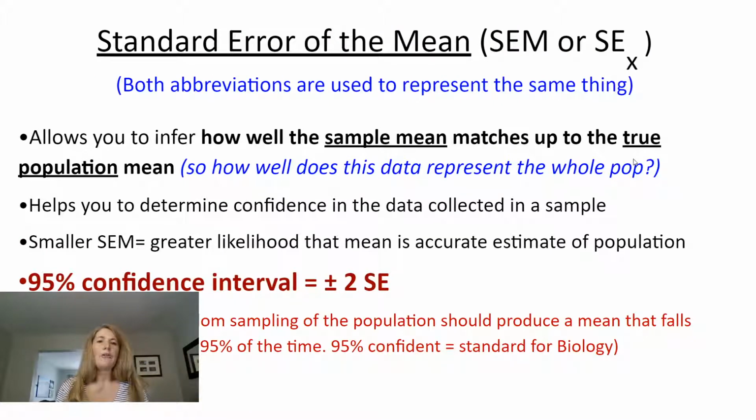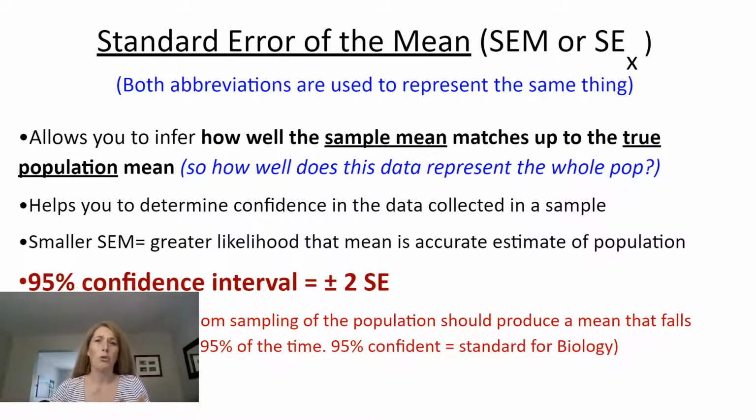So standard error of the mean. This is really important. Standard deviation was all about your data. It's the data that you've collected, and hopefully you had a large sample size, and you took the average of that sample. But now I want to go to the population, and I want to know how much error there might be in my data set when I start to compare this to the whole population. How well does this data represent the whole population?